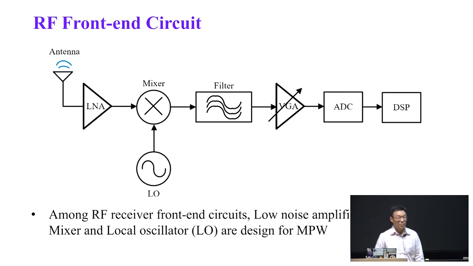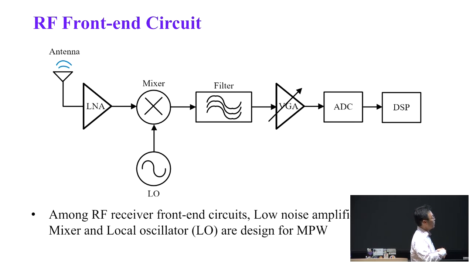Okay, this is a typical block diagram of the RF front-end circuits. As you can see, we receive the RF signal from the antenna, and that RF signal goes through typical circuits such as LNA, mixer, and filter. Then once it goes through the ADC, the RF signal is converted to a digital signal, and the DSP or digital system will handle that signal.